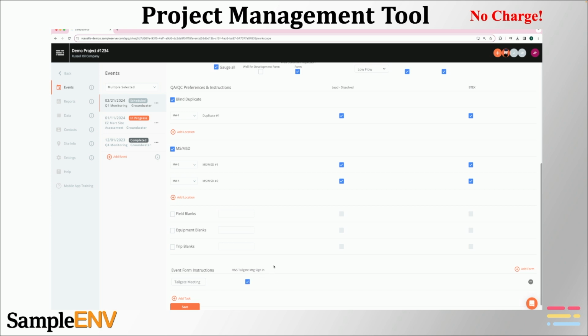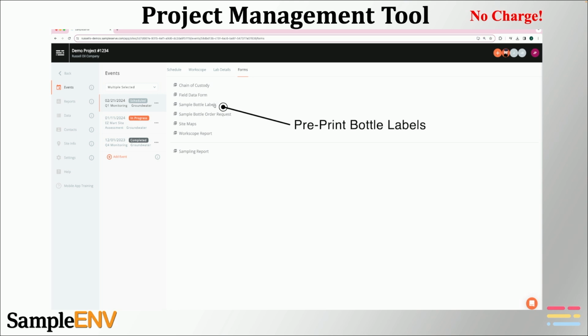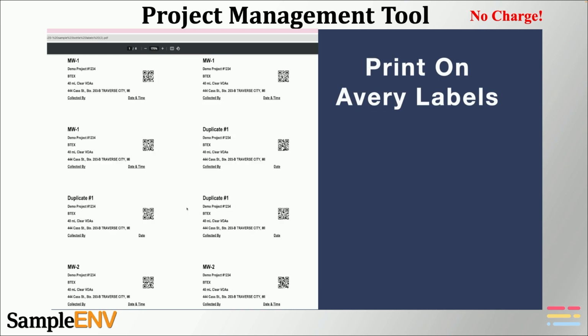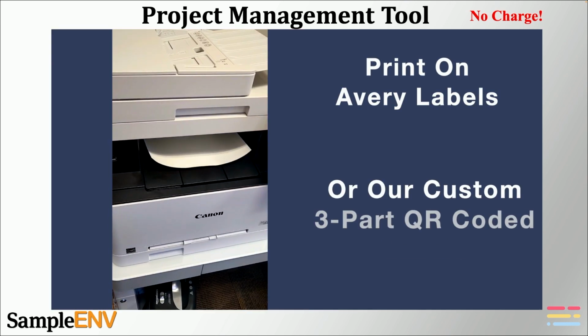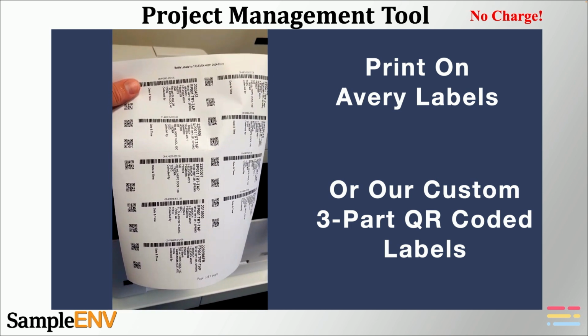You can pre-print nearly complete custody forms so that you have a paper one out in the field if you opt for that. You can also stick with the digital one if you like. You can pre-print sample bottle labels ahead of time if you don't want to do the in-the-field printing. You have the option to print to standard Avery labels that you can buy at any Staples store or OfficeMax, or you can pre-print to our special 3-part QR-coded labels.